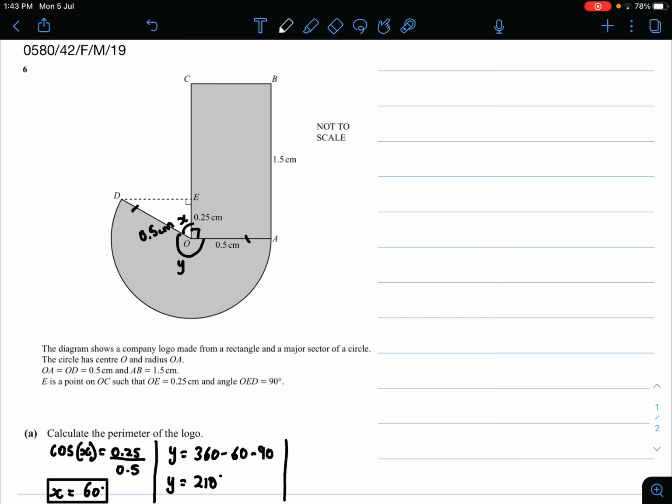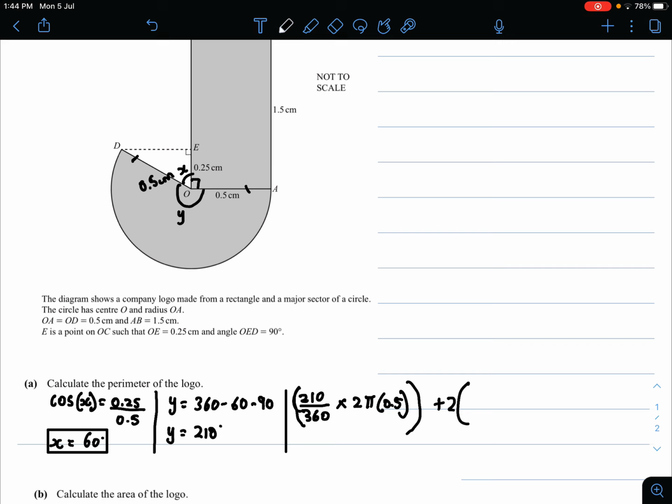Now since we know the angle, we can find the perimeter of the sector. So 210 divided by 360 multiplied by 2 pi r, which is 0.5. Now since the radius is already counted in this perimeter, what you do is you only add the perimeter of the rectangle. So that is 2 times the length plus the breadth. So 0.5 plus 1.5.